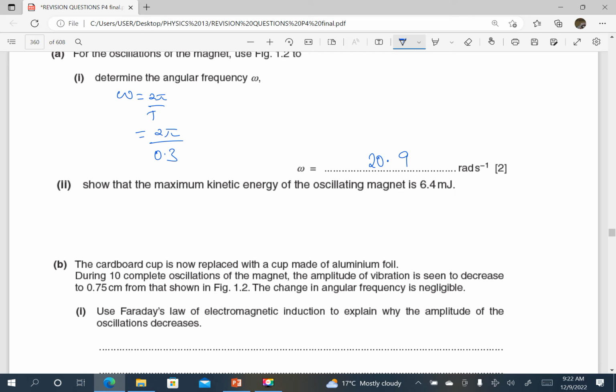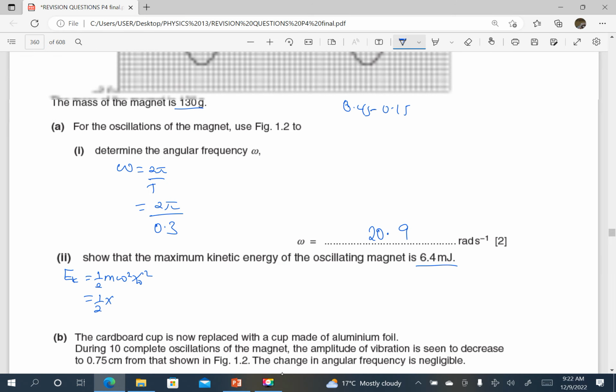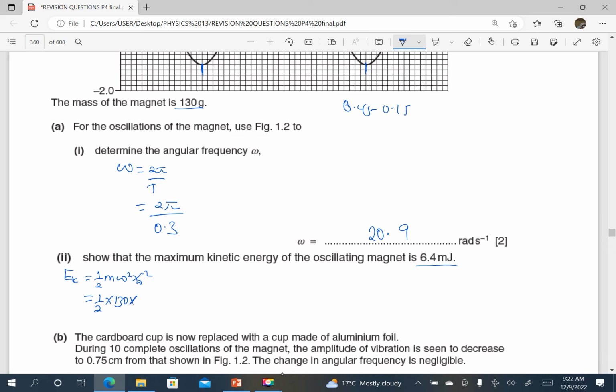Show that the maximum kinetic energy of the oscillating magnet is 6.4 millijoules. Maximum kinetic energy is the same as maximum energy. So maximum kinetic energy will be half m omega squared x naught squared, since it is maximum. Or you could use half m v squared, but remember v will be omega x naught. So this is going to be a half. The mass was 130 grams, so that would be 130 times 10 to the power negative 3. Then omega we have as 20.9. If you want, you can put there 2 pi over 0.3. I'll just put there 20.9, and this is squared.